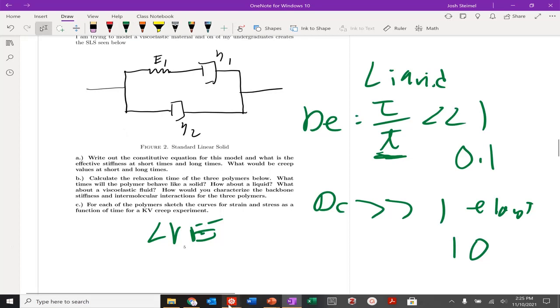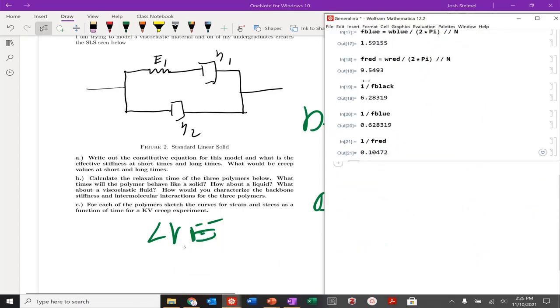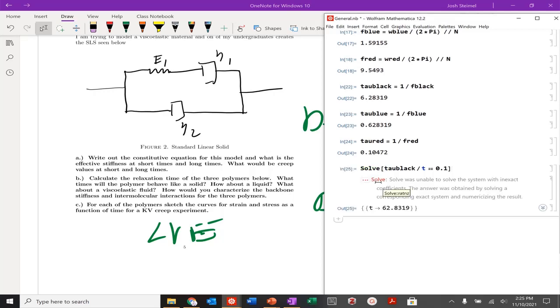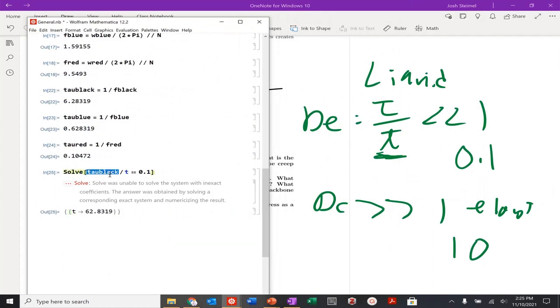So I've got my relaxation times, so now I can solve for these values. This is my tau black, this is my tau blue, and this is my tau red. So now I can start to work with this material. I want to solve: my Deborah number is basically my tau black divided by T, and I want to solve when this is equal to 0.1. So this is the experimental time when this is equal to 0.1.